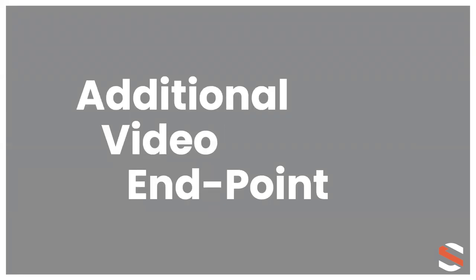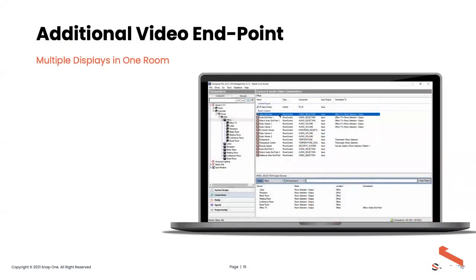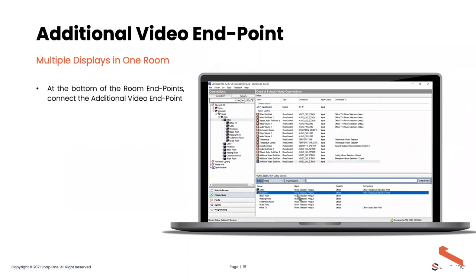First part of this new feature is the first endpoint ever added to a Control4 system, the additional video endpoint. Once you update a controller to 323, you'll notice that when you go to the room in the connections page, there's that new endpoint listed down at the bottom. This endpoint allows you to add multiple displays, more than one display, to a single room.